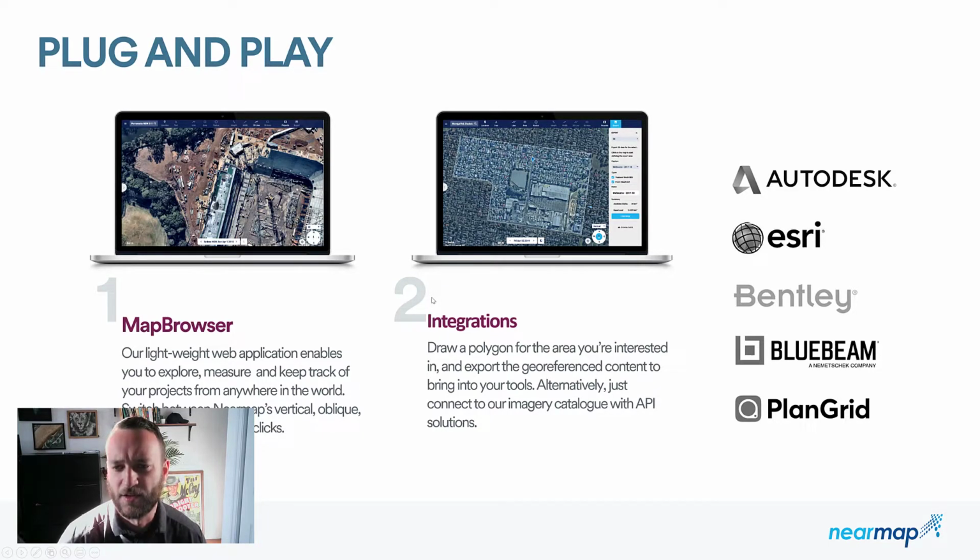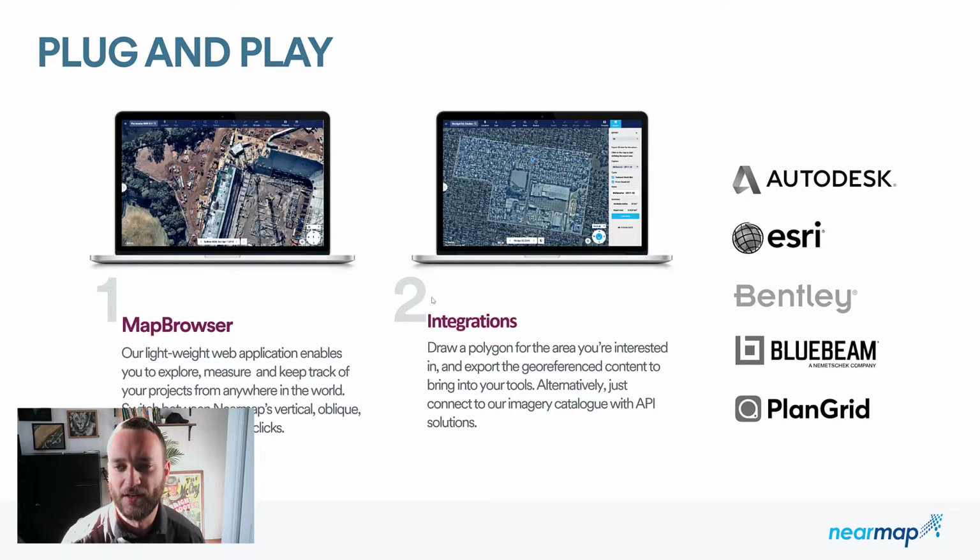Super quick on this slide, just integrations and map browser. So again, our core product is our map browser web app. This is where we host all of our content, make it accessible for viewing. We have measurement tools. We have a time slider so you can see historical change over the duration of your project. And then we also have export tools so you can export different 3D data sets in a variety of different formats, reproject things, get them into your local machine, all very, very easy to use and pick up.